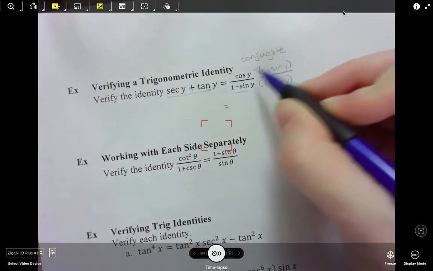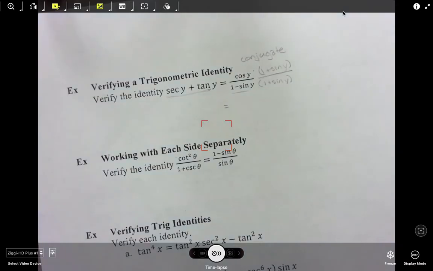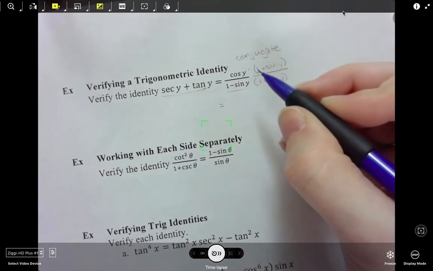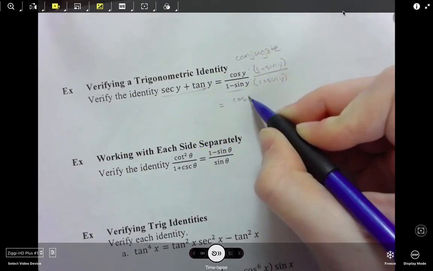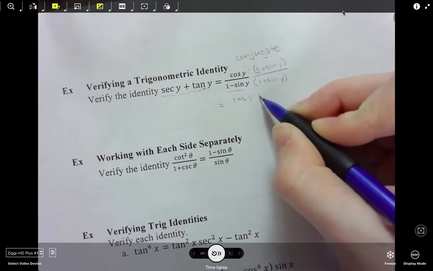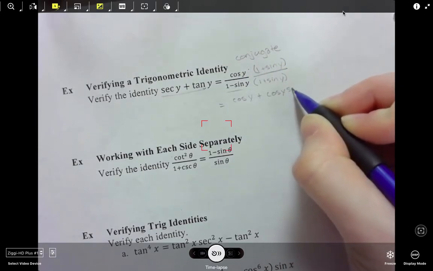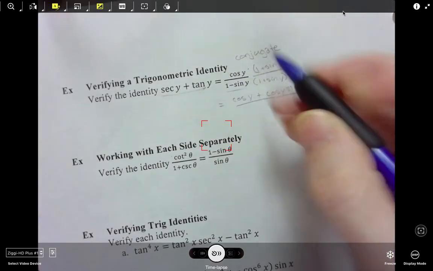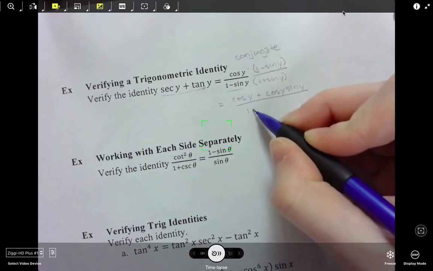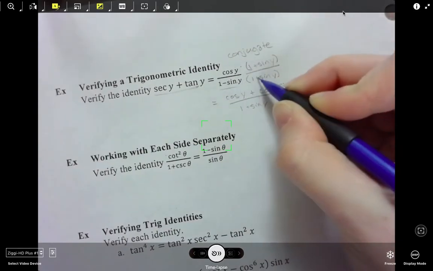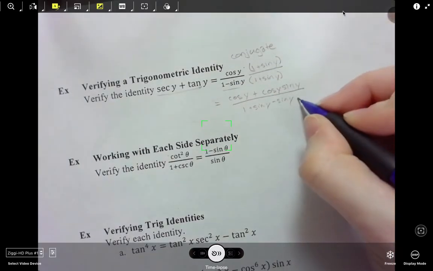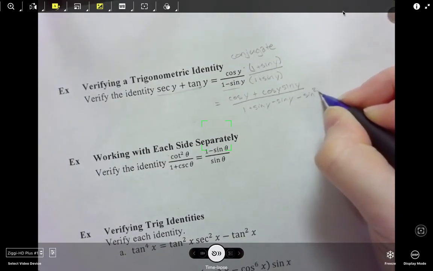So on the top, I will have, yeah, that's what I want to do. Cosine of y times 1 is cosine y. And cosine of y times sine of y is cosine y sine y. That doesn't really simplify very well, but that's okay. On the bottom, 1 times 1 is 1. 1 times sine of y is sine of y. Negative sine of y times 1 is negative sine y. And negative sine y times positive sine y is negative sine squared y.